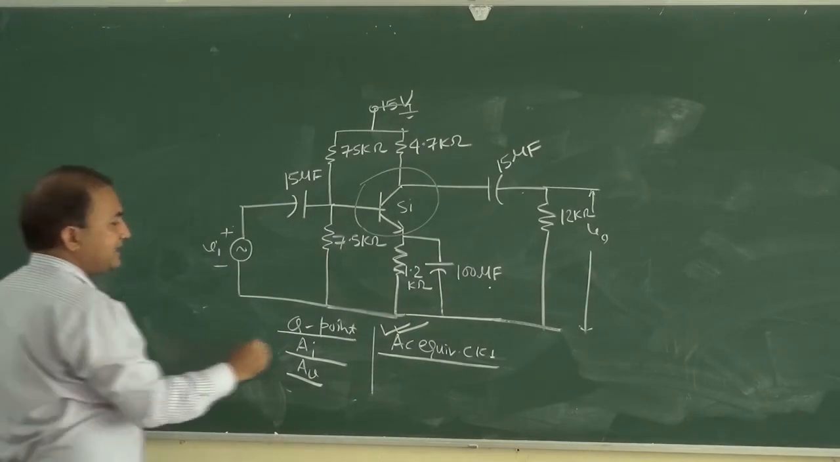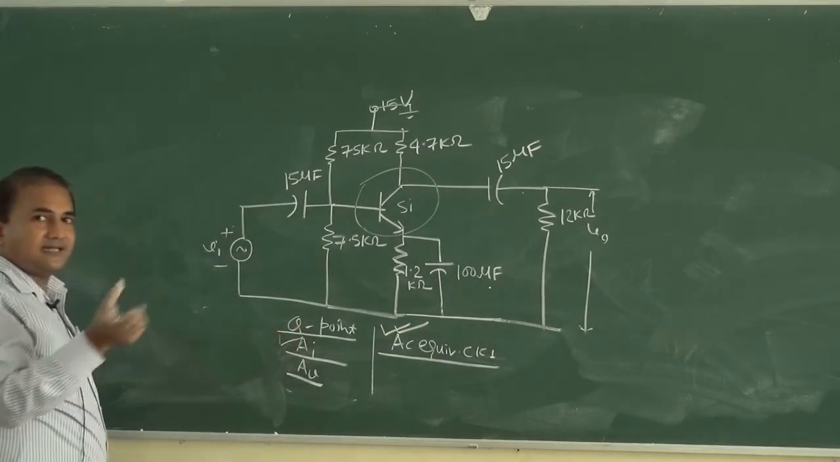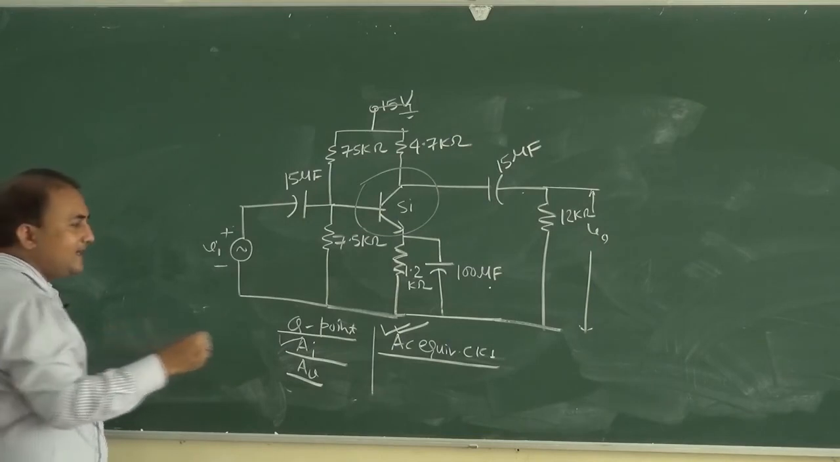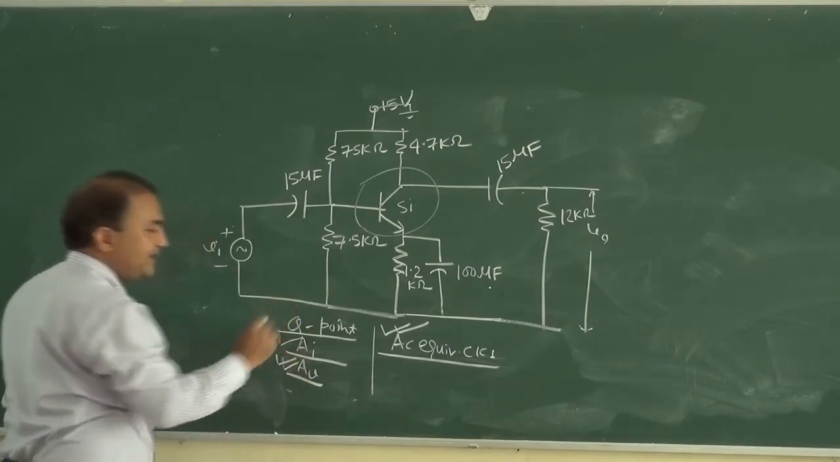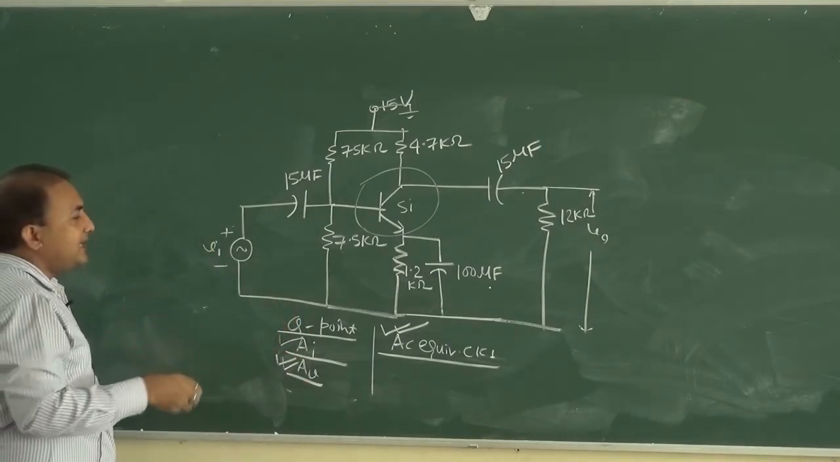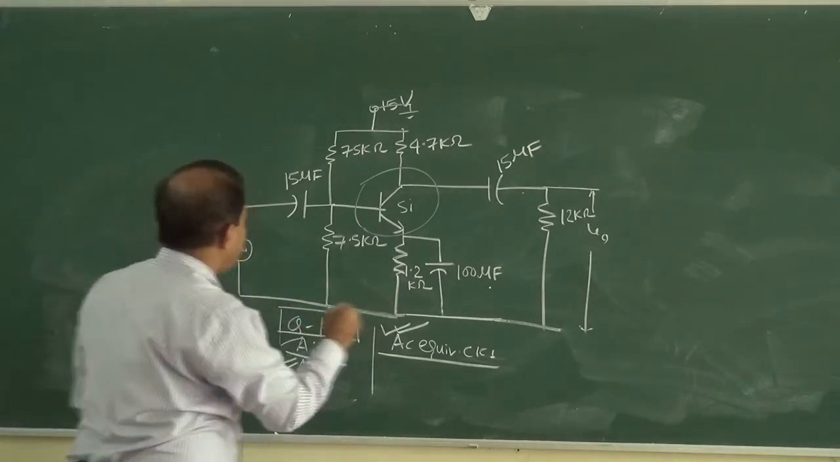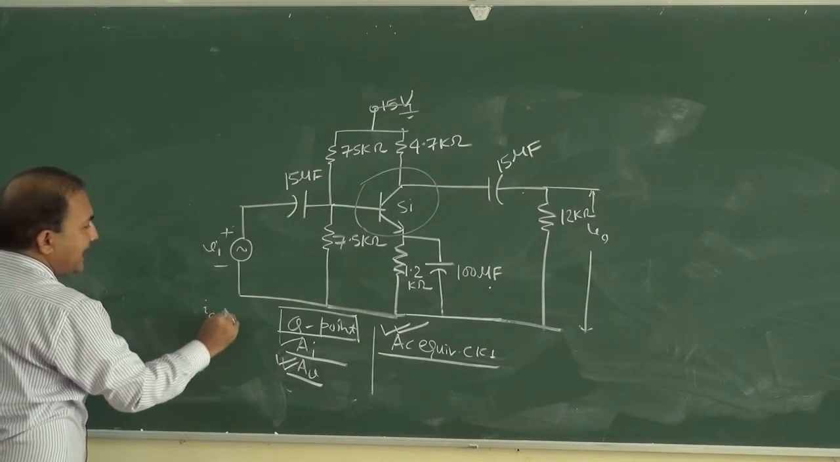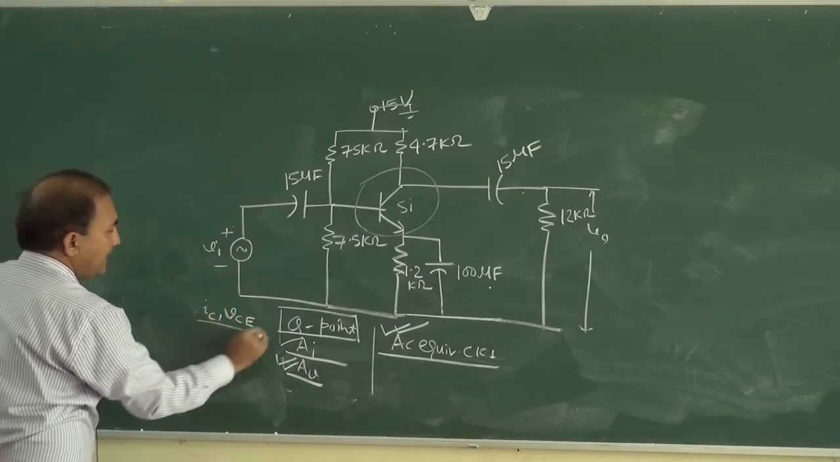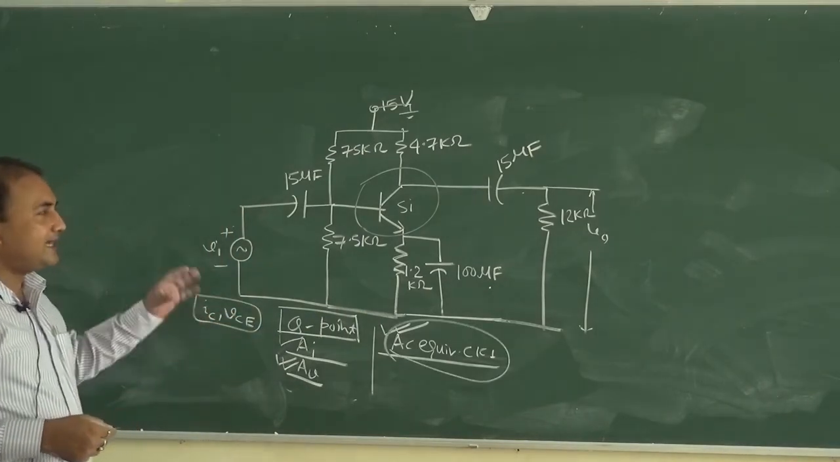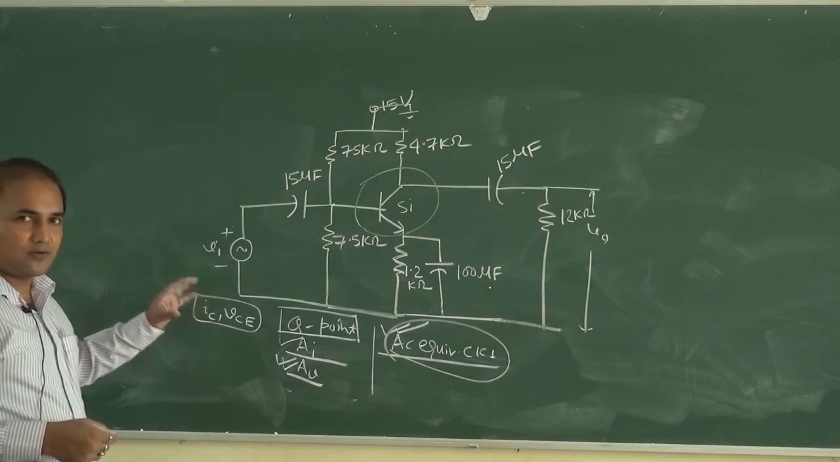Then how can we determine AI? By using the same formula we can determine AI. We can determine AV by using the same formula. Then we can determine the Q point. Q point is IC and VCE. So in this way we can calculate all these quantities.